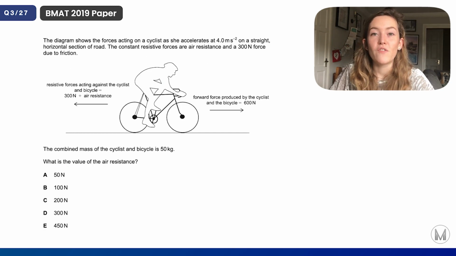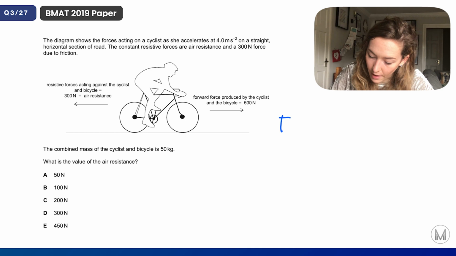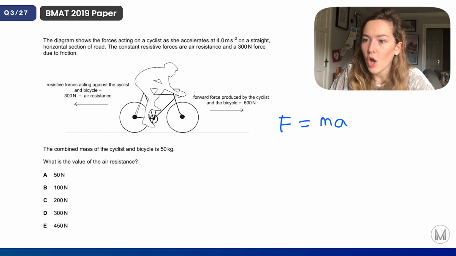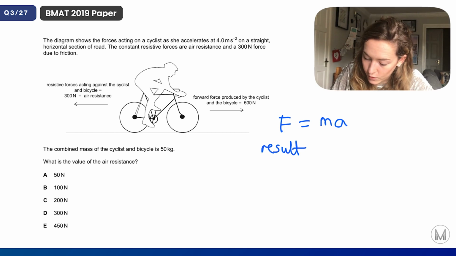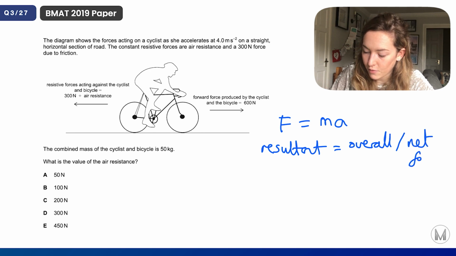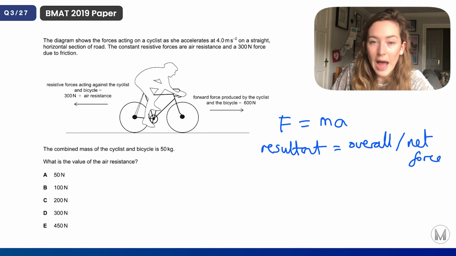Question 3. For this question, mass and the acceleration is going to be really useful for us. So we can use the formula F equals ma, so force equals mass times acceleration, to work out the resultant force of our cyclist. Remember that resultant force is equal to the overall or net force.